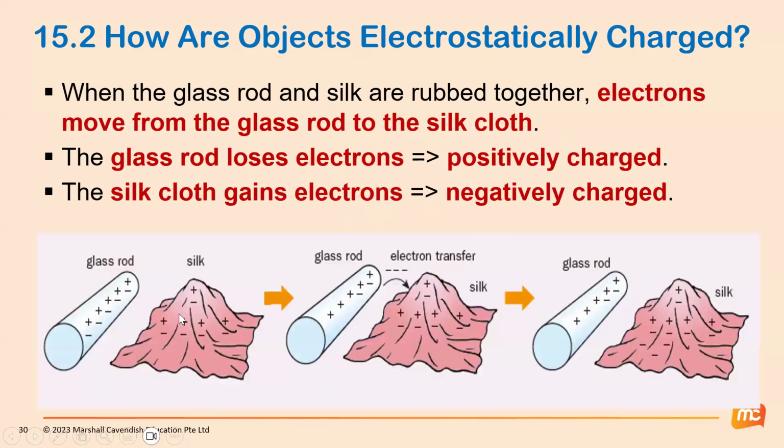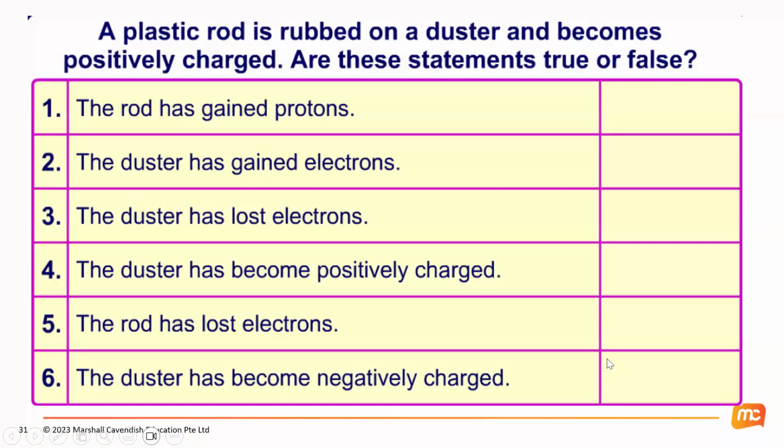And this is the diagram. Before charging, I have an equal number of plus and minus, so the glass rod and silk are neutral. After rubbing, electrons get transferred over to the silk cloth. So now I have fewer electrons on the glass rod, and my glass rod becomes positively charged. My silk becomes negatively charged with more electrons, and since they are oppositely charged, they will attract each other.